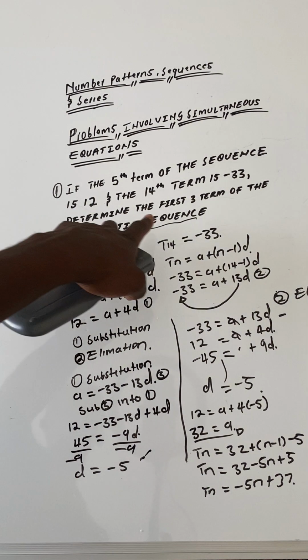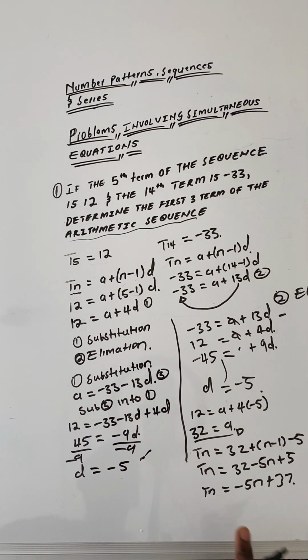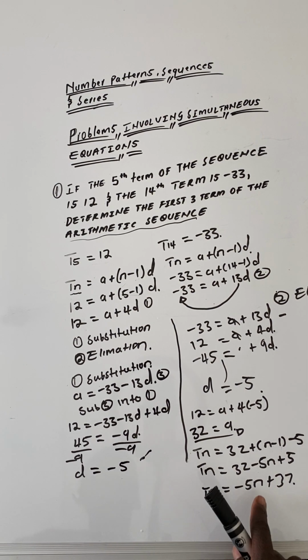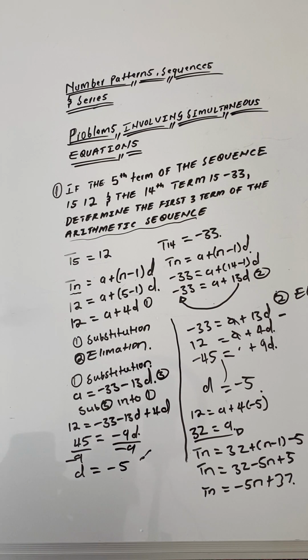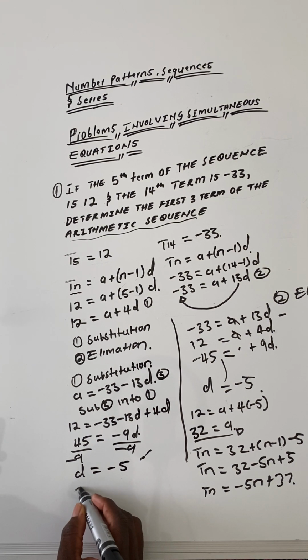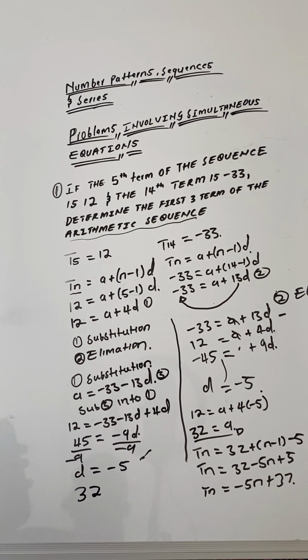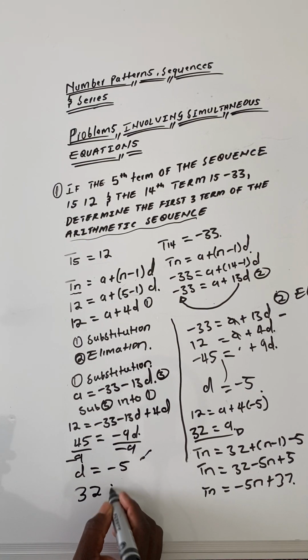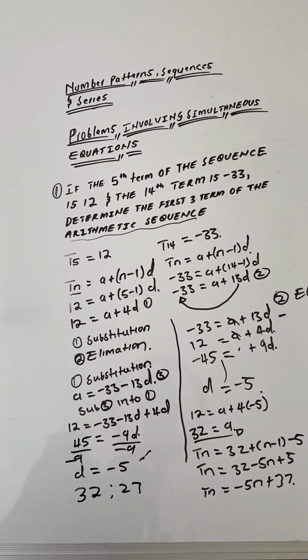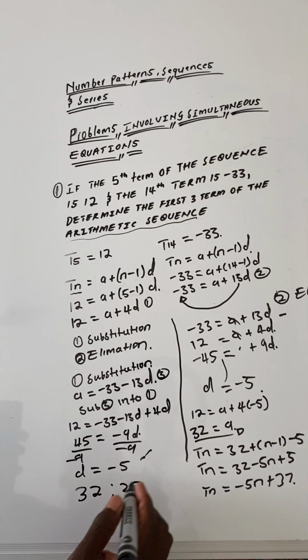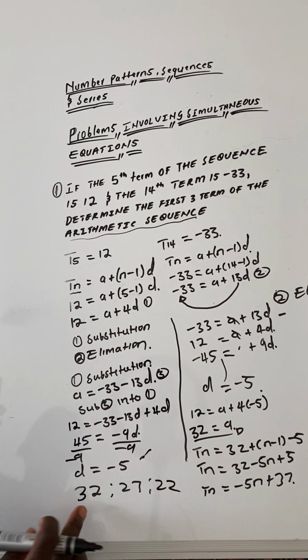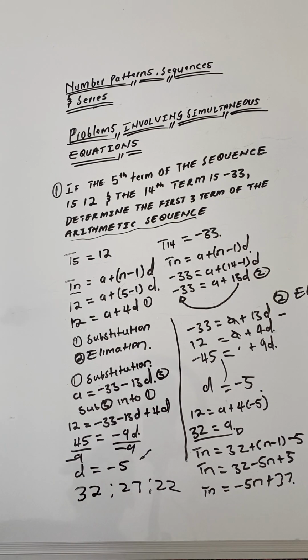Now we got the equation, but we have not yet answered the question. What was the question? Determine the first 3 terms of the arithmetic sequence. So now we have Tn. What we need to do now is that where there's n, substitute 1 and get the first term. If we substitute 1 there, that will be -5 times 1 plus 37. So we're going to get the first one being equal to 32, right? Then we go on and substitute 2. We're going to get 27. Then we go on and substitute 3 where there's n, and we're going to get 22. So now we have the first 3 terms of this arithmetic sequence.